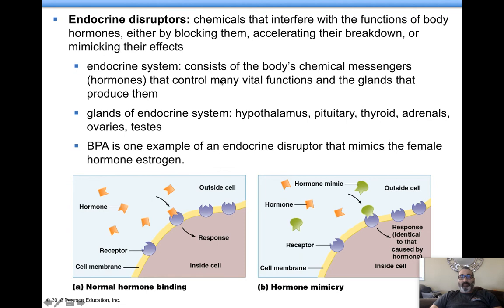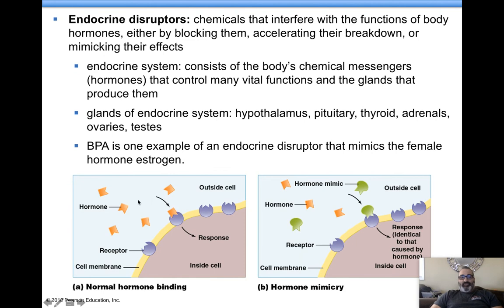The endocrine system makes those chemical messengers, those hormones. All right. The glands that produce them, these are common ones: the pituitary, the hypothalamus, thyroid, adrenals, ovaries, testes. If you hear about these glands being affected, they're probably being affected by an endocrine disruptor, and they're throwing off how they naturally produce the chemicals that they need to make.